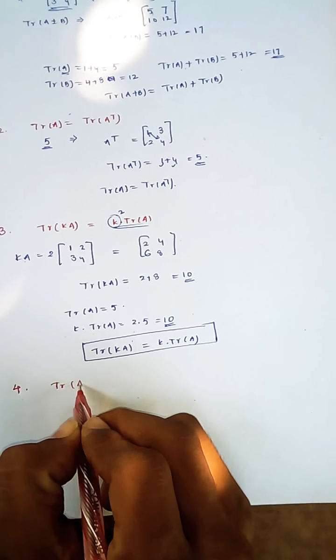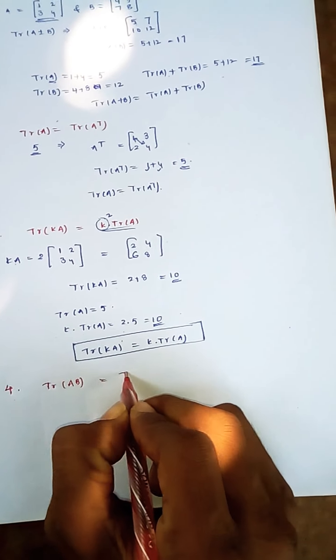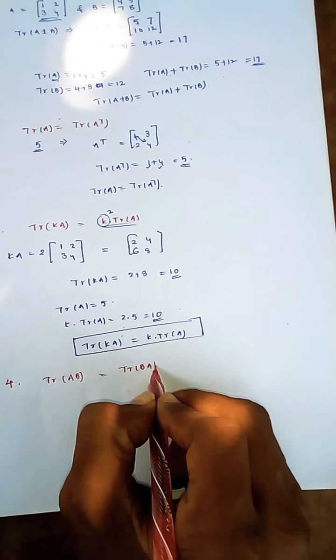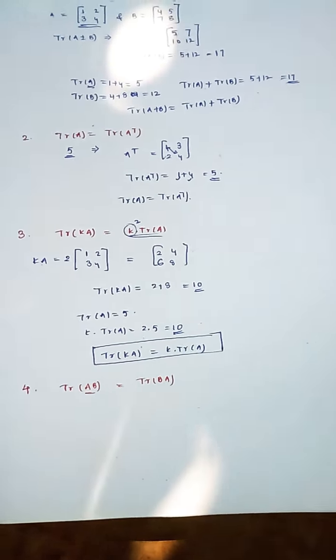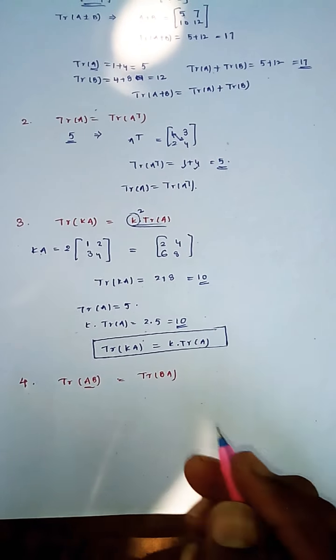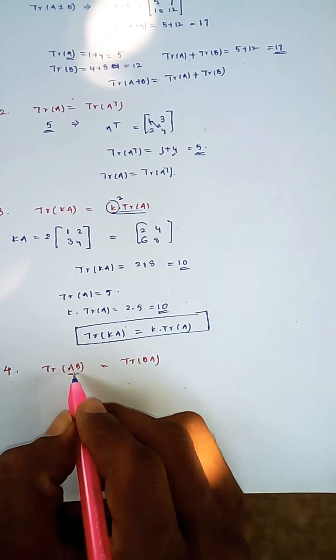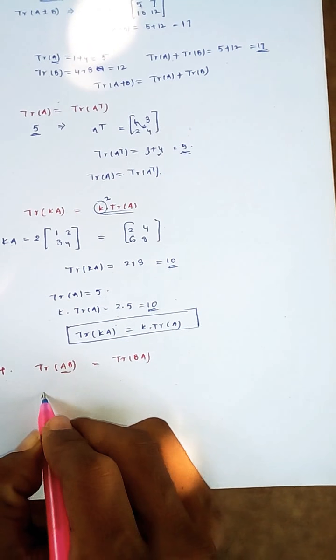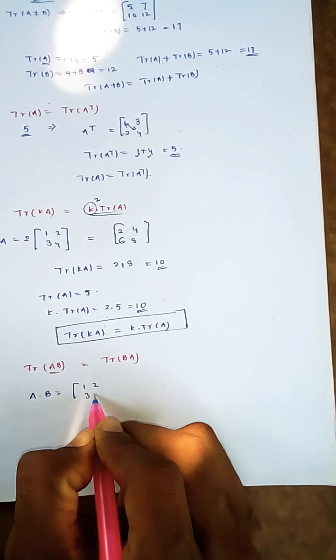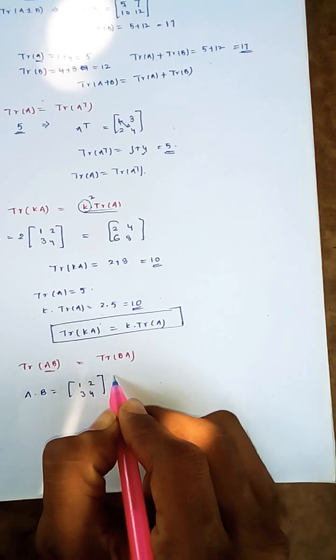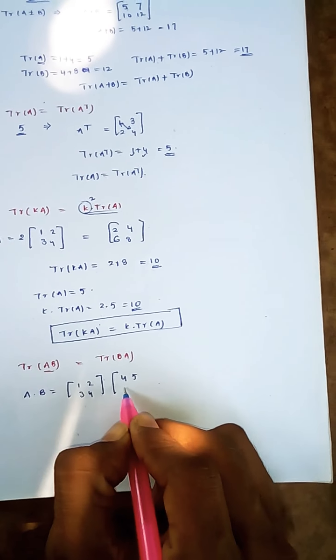Coming to the fourth property, trace of AB is equal to trace of BA. You can take 3 matrices also, but for easy understanding I am taking here 2 matrices. A into B is equal to 1, 2, 3, 4 and 4, 5, 7, 8.